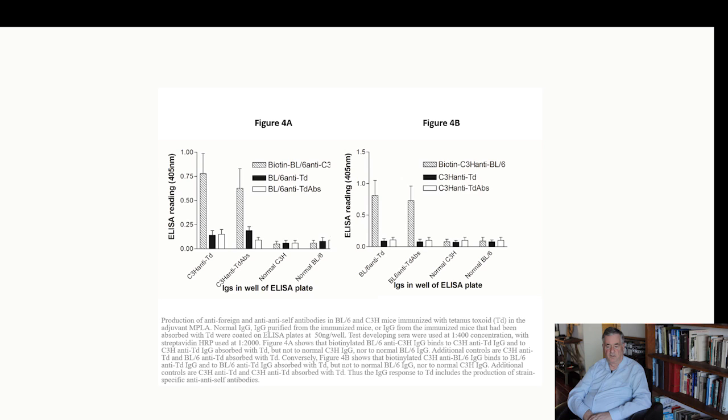We see the same phenomena for a response to an ordinary protein antigen, such as tetanus toxoid. And the next slide will show the actual results. Again, the shaded bars are the ones that demonstrate the presence of an anti-anti-self response in a normal immune response, and all the other bars are various controls.